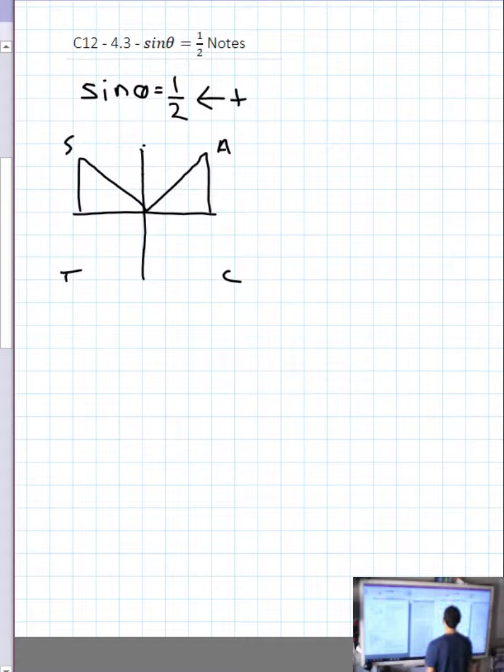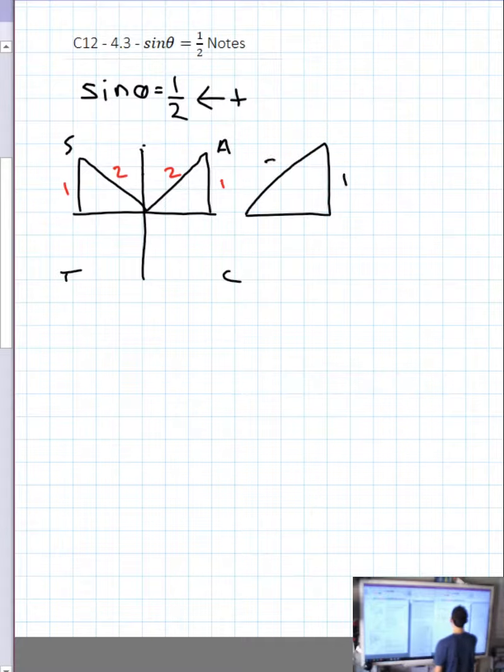Then my definition of sine theta, we have an opposite of 1 and a hypotenuse of 2. Again, an opposite of 1 and a hypotenuse of 2, which means that from special triangles, my special triangle has an adjacent of root 3 and a reference angle in radians of pi divided by 6. So I can put that angle in both of my reference angle locations, pi over 6 and again pi over 6.